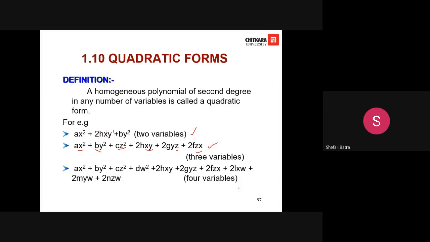Similarly, we can write a quadratic form for 4 variables. x square, y square, z square, w square, 2xy, 2yz, 2zx, 2xw, 2yw and 2zw. So this is your quadratic form with 4 variables. Every term has degree 2. So this is a quadratic form with 4 variables, this is a quadratic form with 3 variables, and this is a quadratic form with 2 variables, right?